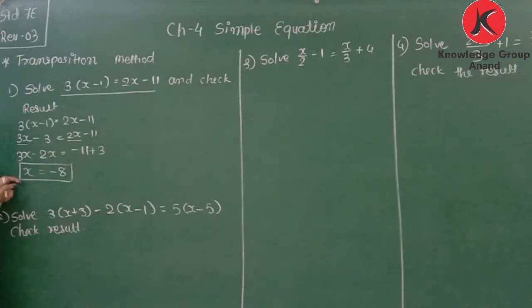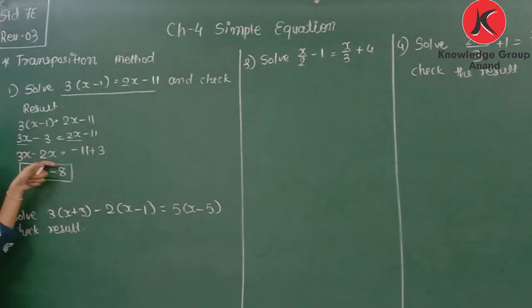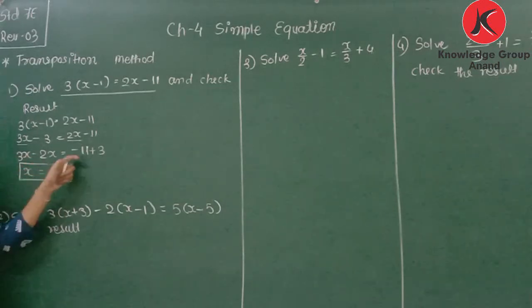Okay, what have we performed? We have performed first of all simplifying this bracket, then separating the terms with the variable and separating the terms with the constant. So here 3 and 11 are constant terms and 3x and 2x are the terms with the variable. So we write them on the left side and the constant terms on the right side. Now if we perform the subtraction of this, we will get x, and minus 11 plus 3 is minus 8.